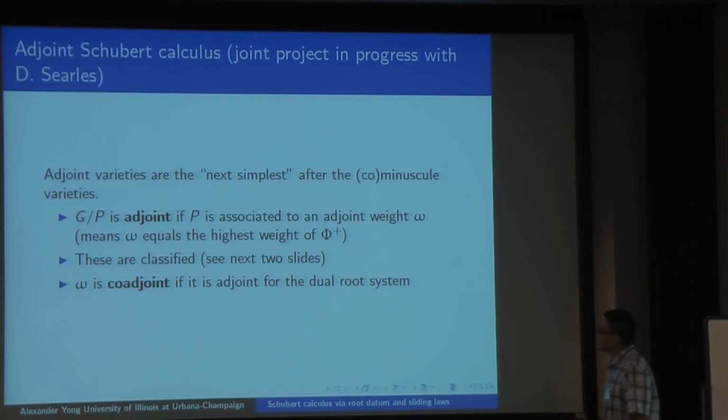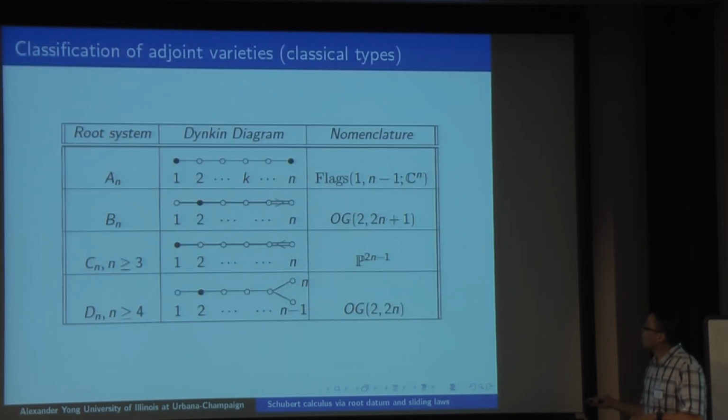There's a root theoretic way to say this. You can talk about the weights associated to P. Again, the Dynkin diagram corresponds, that is well known. If you take a sum of fundamental weights associated to your P, it might be the case that you're actually equal to the highest root. In that case, you're also called adjoint. And you're coadjoint if you're adjoint to the dual root system.